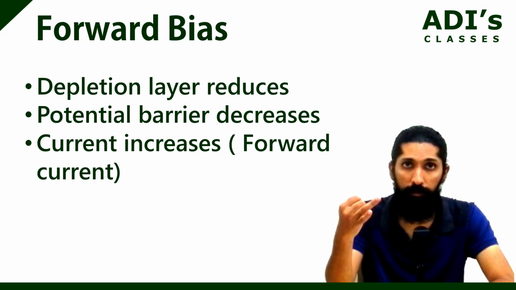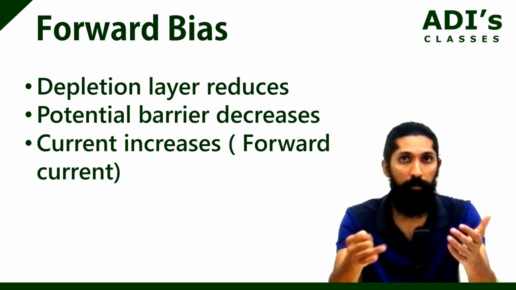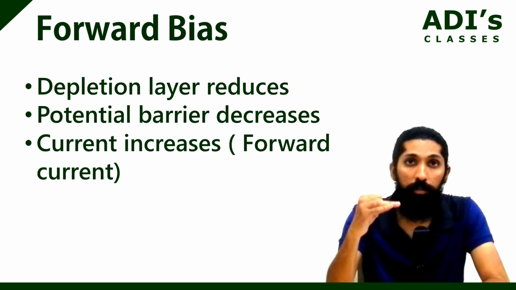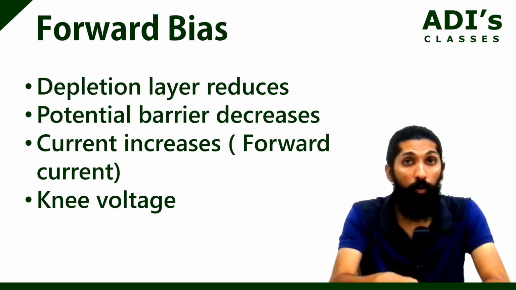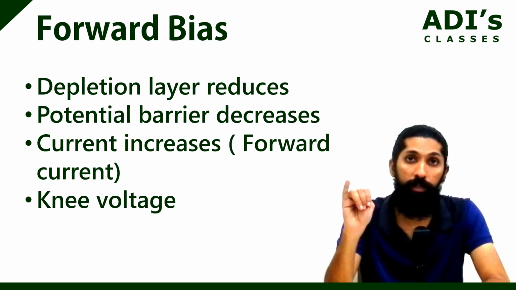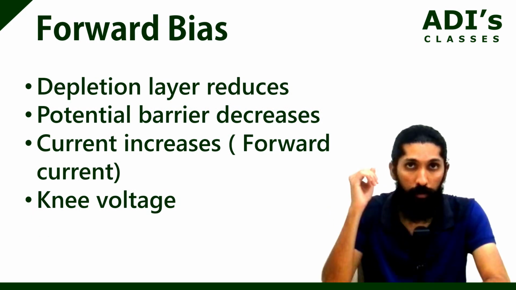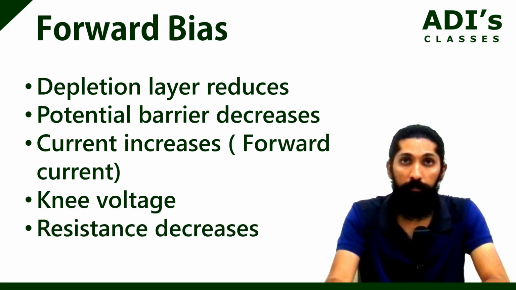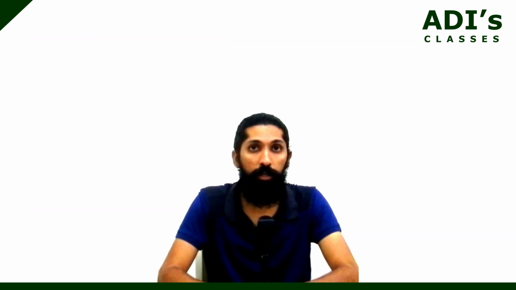Then the next one, as you keep increasing the voltage more and more from the external battery, beyond a certain voltage, the current will be exponentially high, and that voltage is called what? Knee voltage. And the graph you have. So suppose if they ask you this in the exam, these 5 points should be mentioned. Now this is forward bias. In the next one, we'll calculate and we will also understand what is reverse bias.